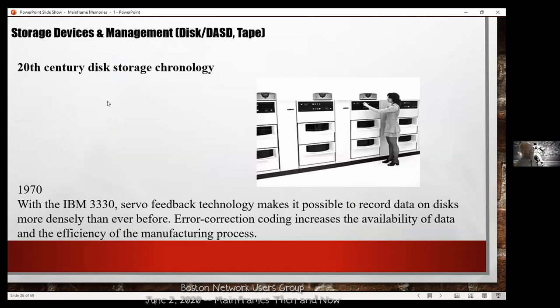Storage devices and management. We're going to basically try and go through from the 70s to the 90s. Changed somewhat after that, but not a lot. What made the mainframes tick a lot were devices like this, direct access storage device. Norm, what does servo feedback technology mean? Basically, it was a better way of recording the data. It allowed the data to be more bits and more bytes jammed onto the devices that we use for processing.